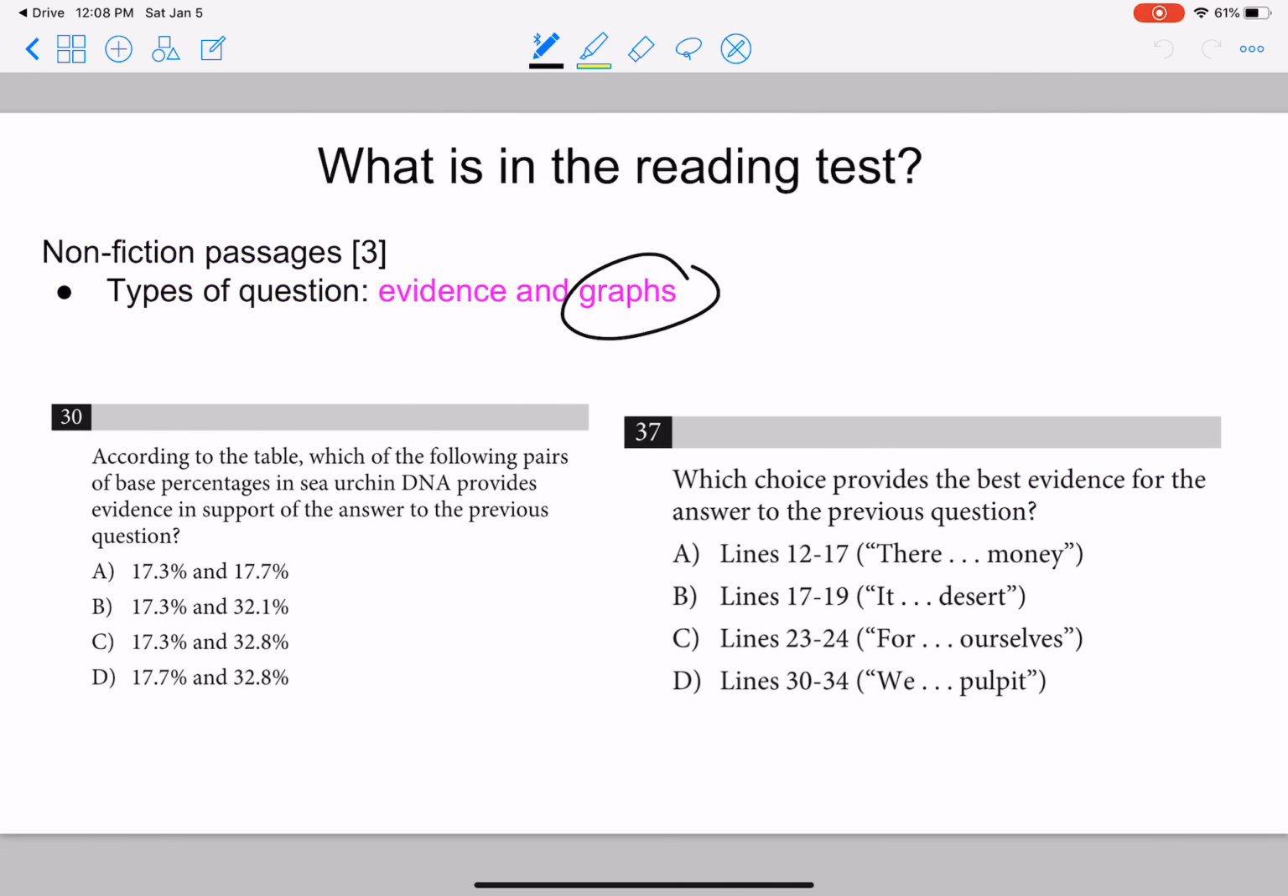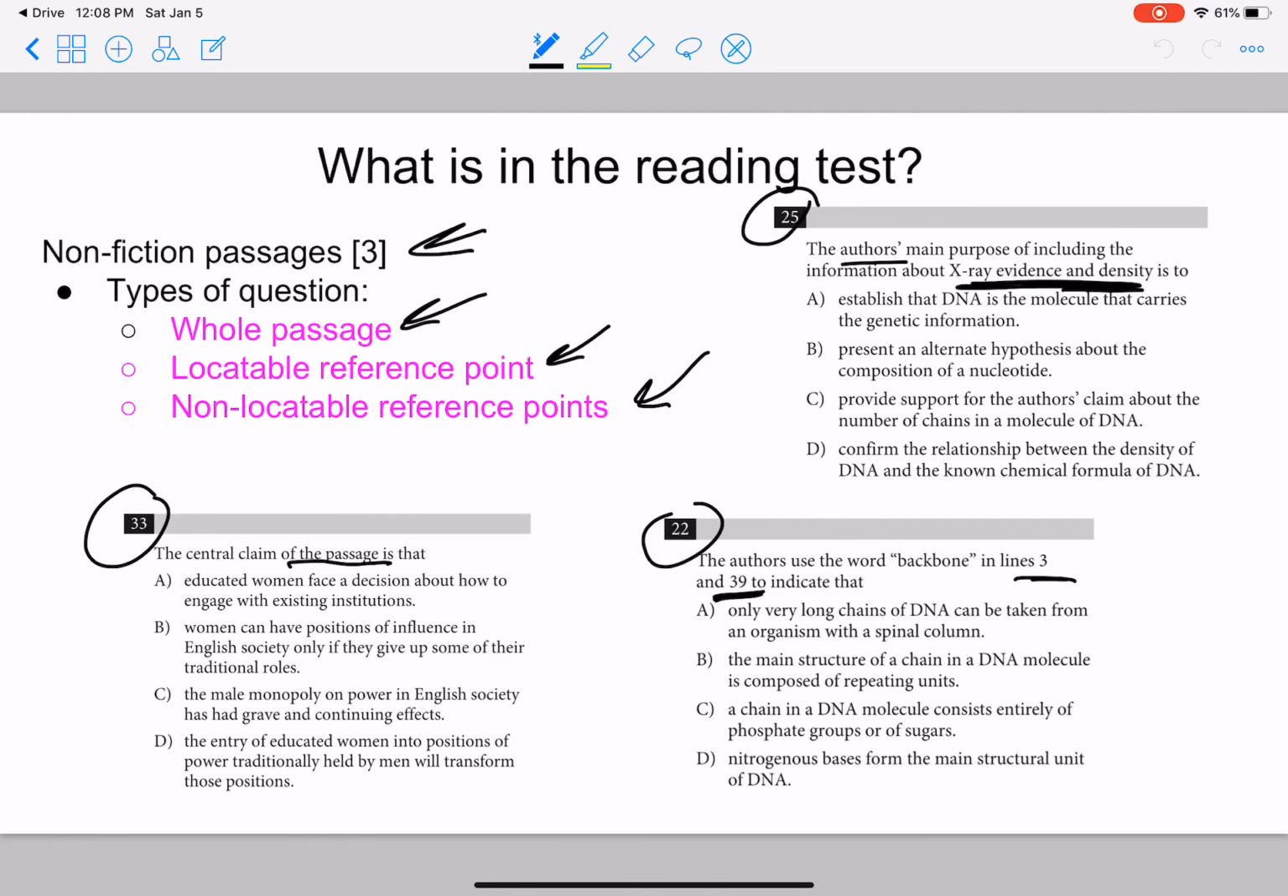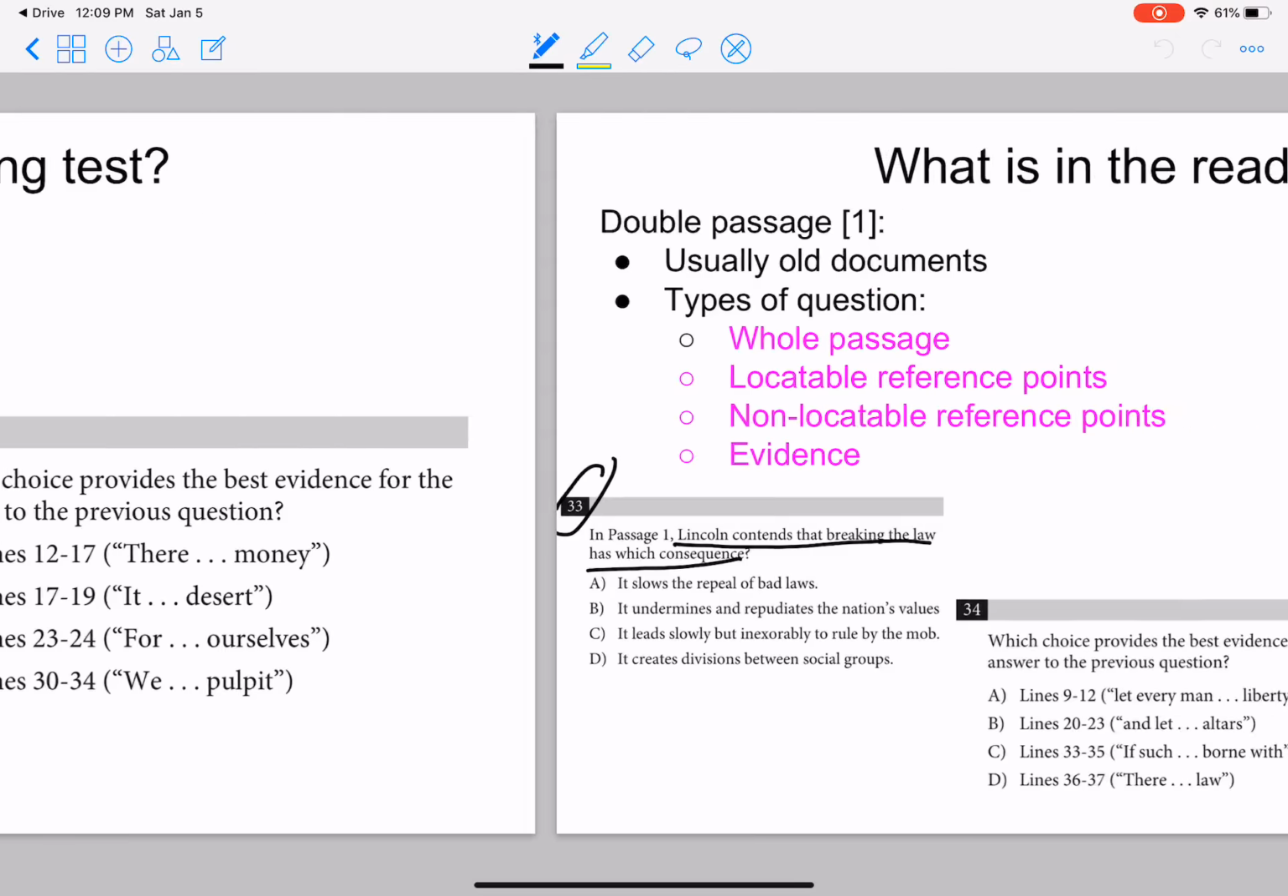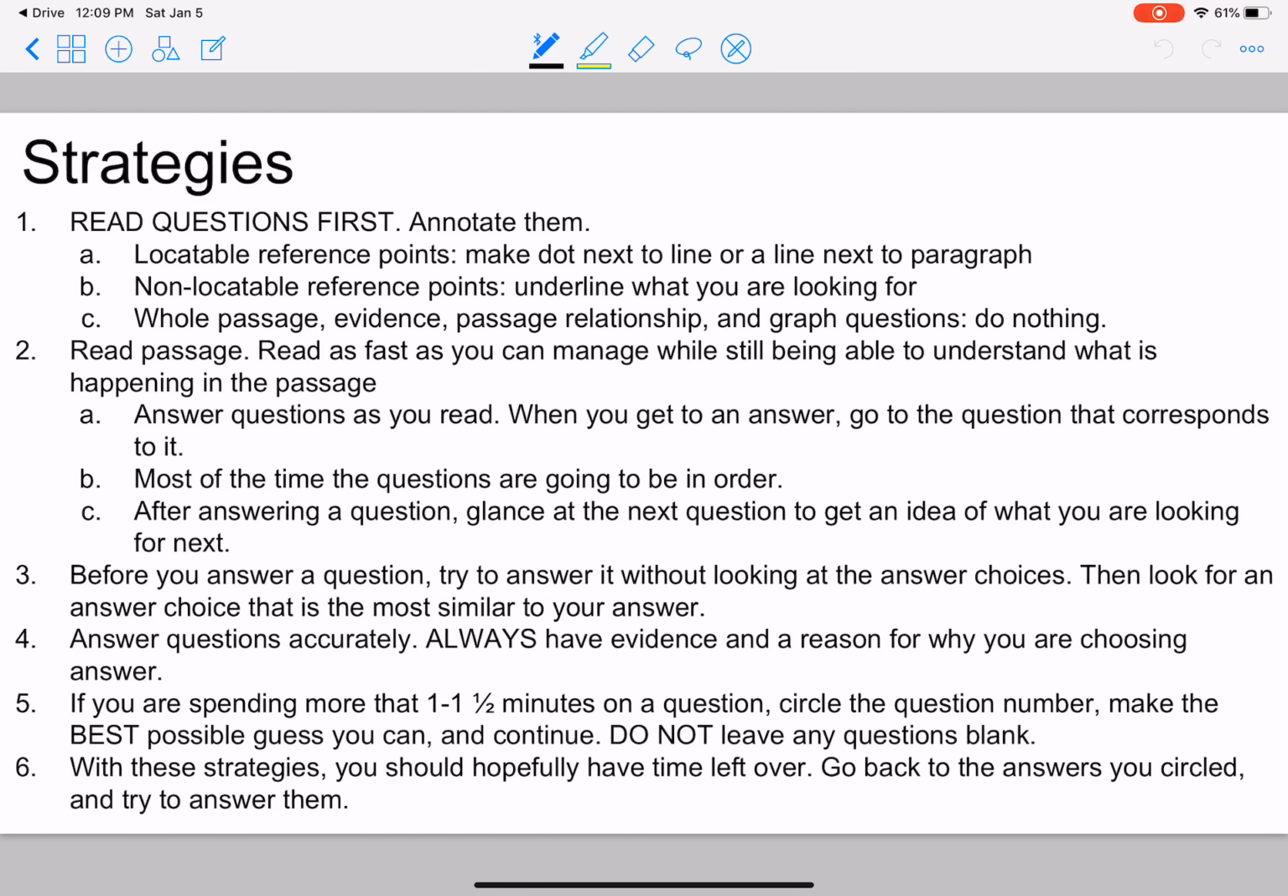Let's go look for another one. Right here as well, at number 25. So the author's main purpose of including the information about X-ray evidence and density is to. So we're looking for the place where the author includes information about X-ray evidence and density. That's what we're looking for, the place in the passage where that happens. So that's what you're going to do for non-locatable reference point questions. You're going to underline what you're looking for.